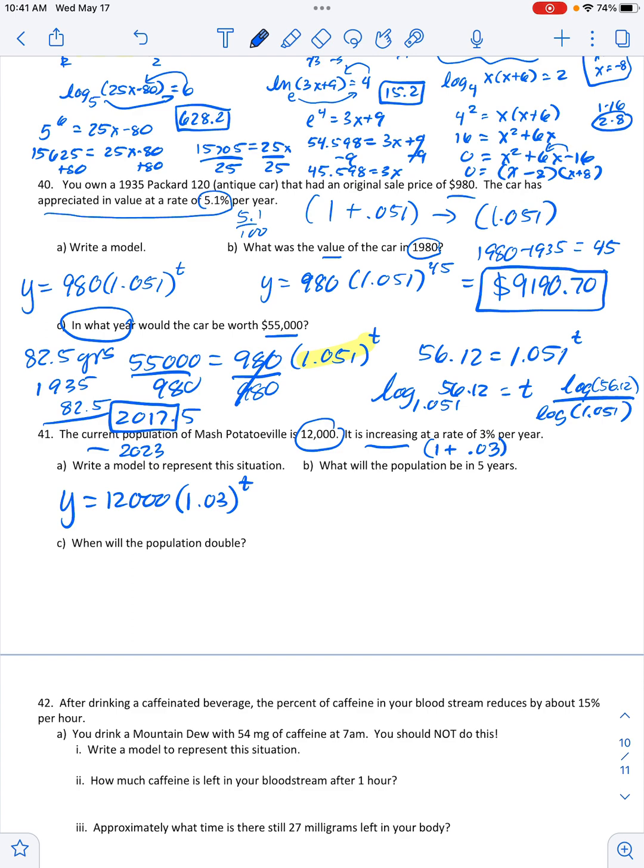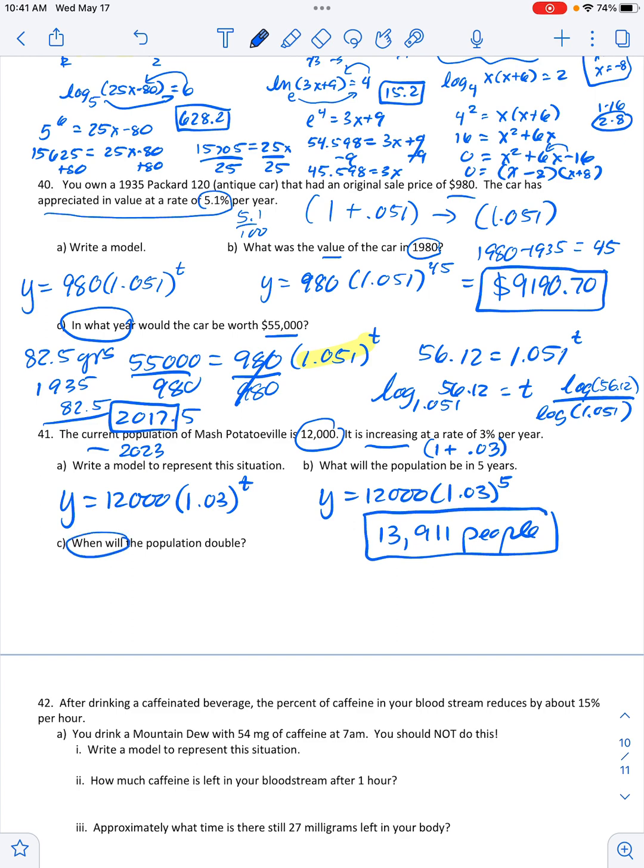Okay, then it says, what will it be in 5 years? Oh, so I'm actually just going to plug in 5. I don't have to figure out how far off it is. It's telling me that's a 5. So when I put that 5 in there, then the population should be 13,911 people. And this is not in millions or anything. That's just how many there are.